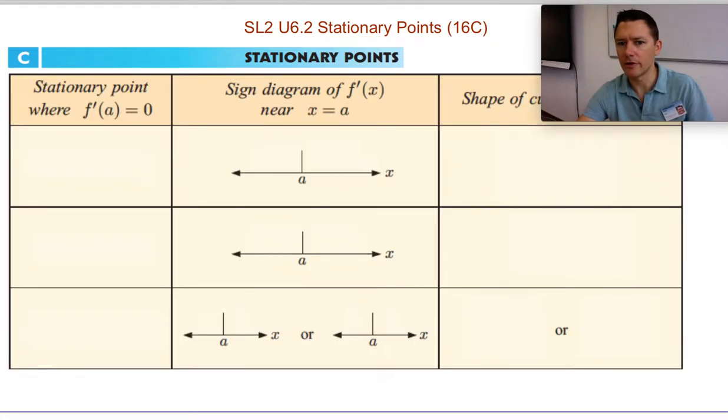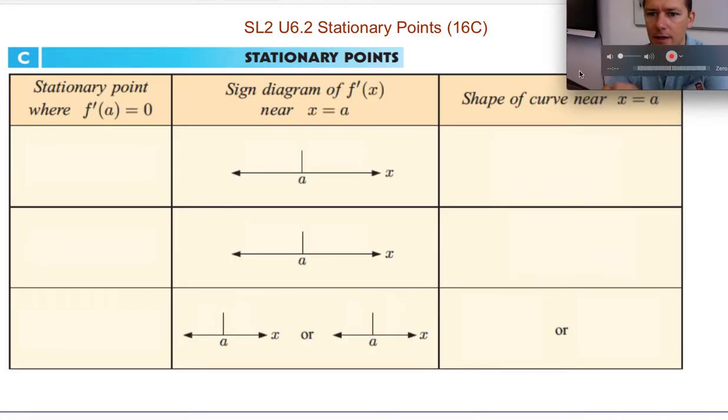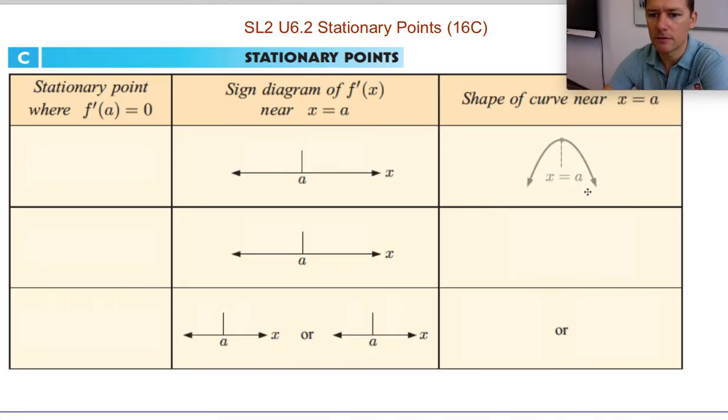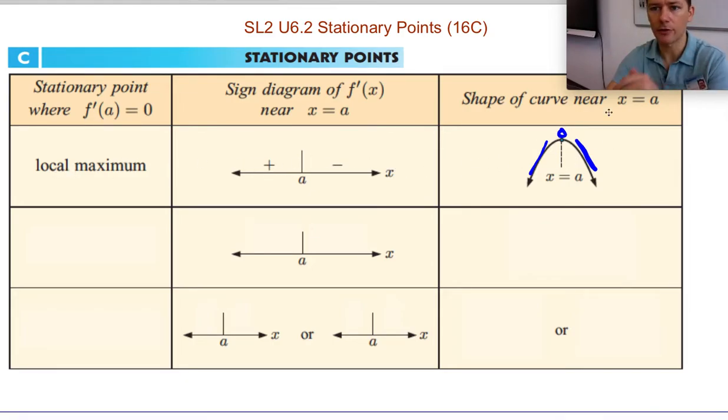So here's a little summary of that. If you were looking at a shape like this, you'd have positive slope here, a 0 slope there, and negative there. So your sign diagram would look like positive on one side, negative on the other. And that's indicative of a local maximum. So hopefully you can see one of these and understand the other ones.